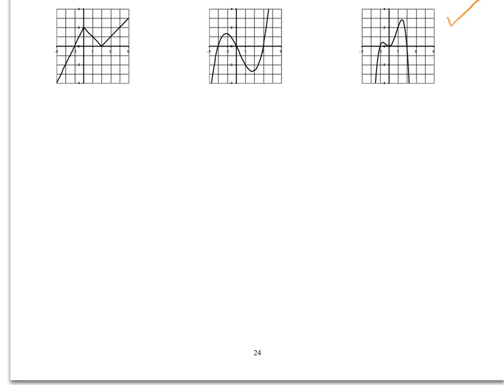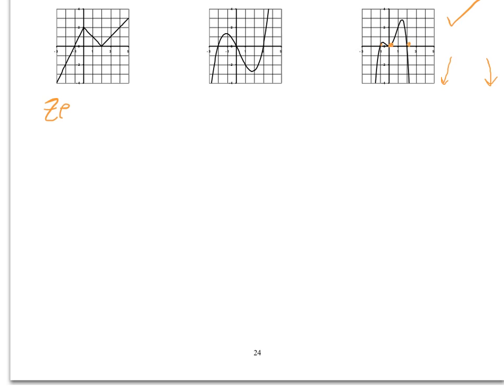This graph to the far right of the screen has the end behavior of an even degree polynomial because both the ends go down. If both the ends go down or up, we have an even degree polynomial. And it has 2 zeros of multiplicity 1 and 1 zero of multiplicity 2. And I know it's multiplicity 2 because it bounces off the x-axis.